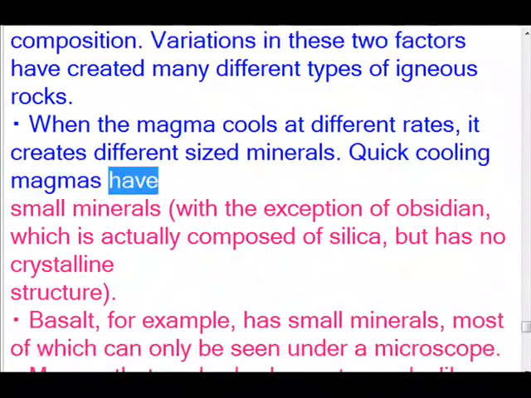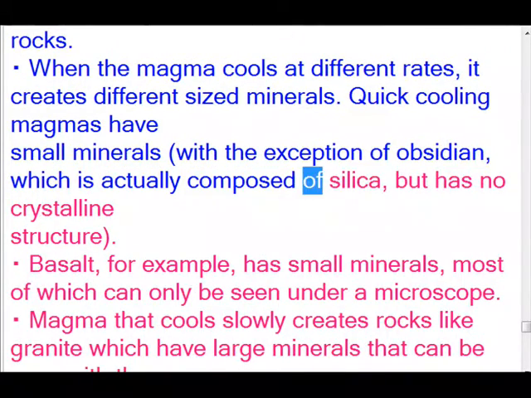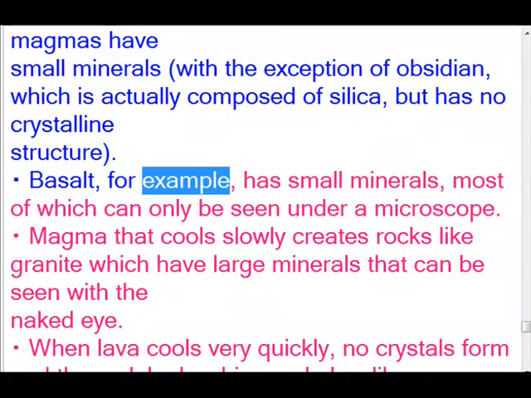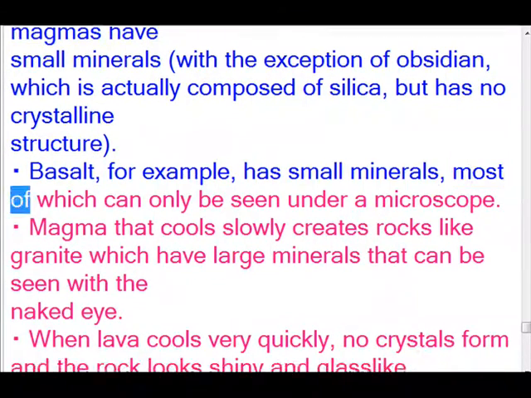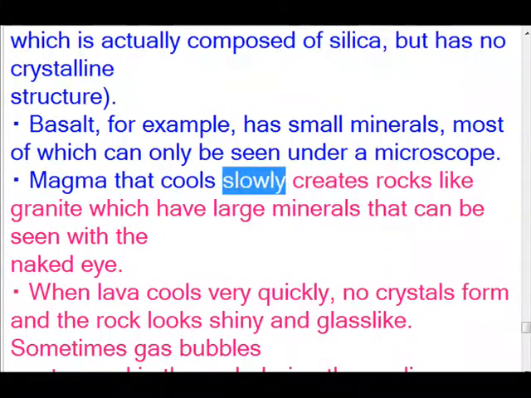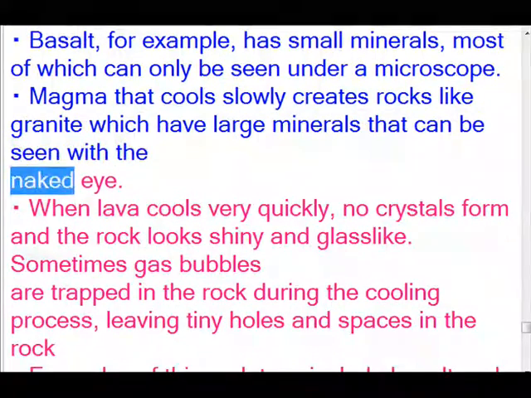Quick cooling magmas have small minerals, with the exception of obsidian, which is actually composed of silica but has no crystalline structure. Basalt, for example, has small minerals, most of which can only be seen under a microscope. Magma that cools slowly creates rocks like granite, which have large minerals that can be seen with the naked eye.